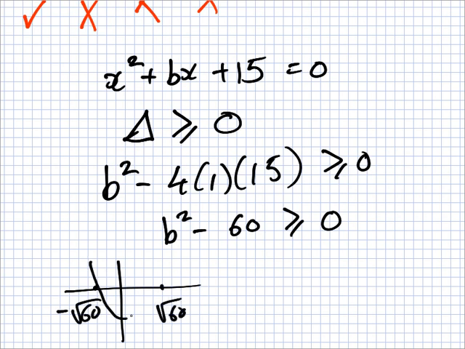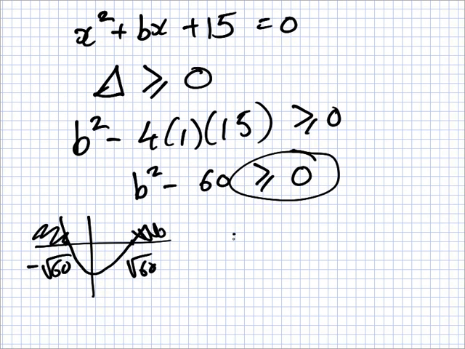And do I want above or below if it's more than? Above. So I need b to be smaller than minus root 60, and b to be bigger than plus root 60. As a decimal, minus 7.75, and here b must be bigger than 7.75.